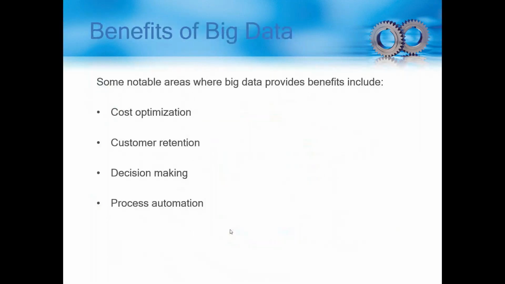Now, benefits of big data. These are some notable areas where big data provides benefits: cost optimization, customer retention. Customer retention in the sense, once you buy a product on the Amazon e-commerce platform, on the website, again you need to come back and purchase some other items. So the e-commerce platform, that is Amazon, doesn't want to lose you.